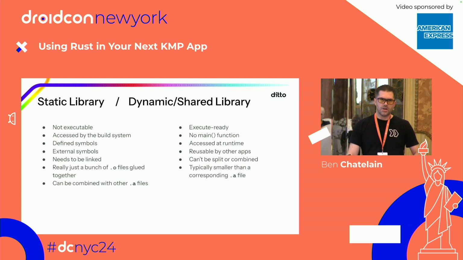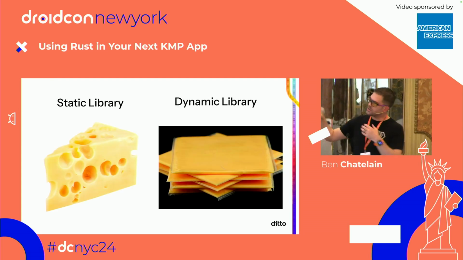So if that was too many words, here's a real-life diagram of a static library on one side. It basically has a bunch of holes in it because it hasn't been linked yet. Those things are unknown. And on the right side, we have a dynamic library. It's a bit slimmed and it's ready for sharing.